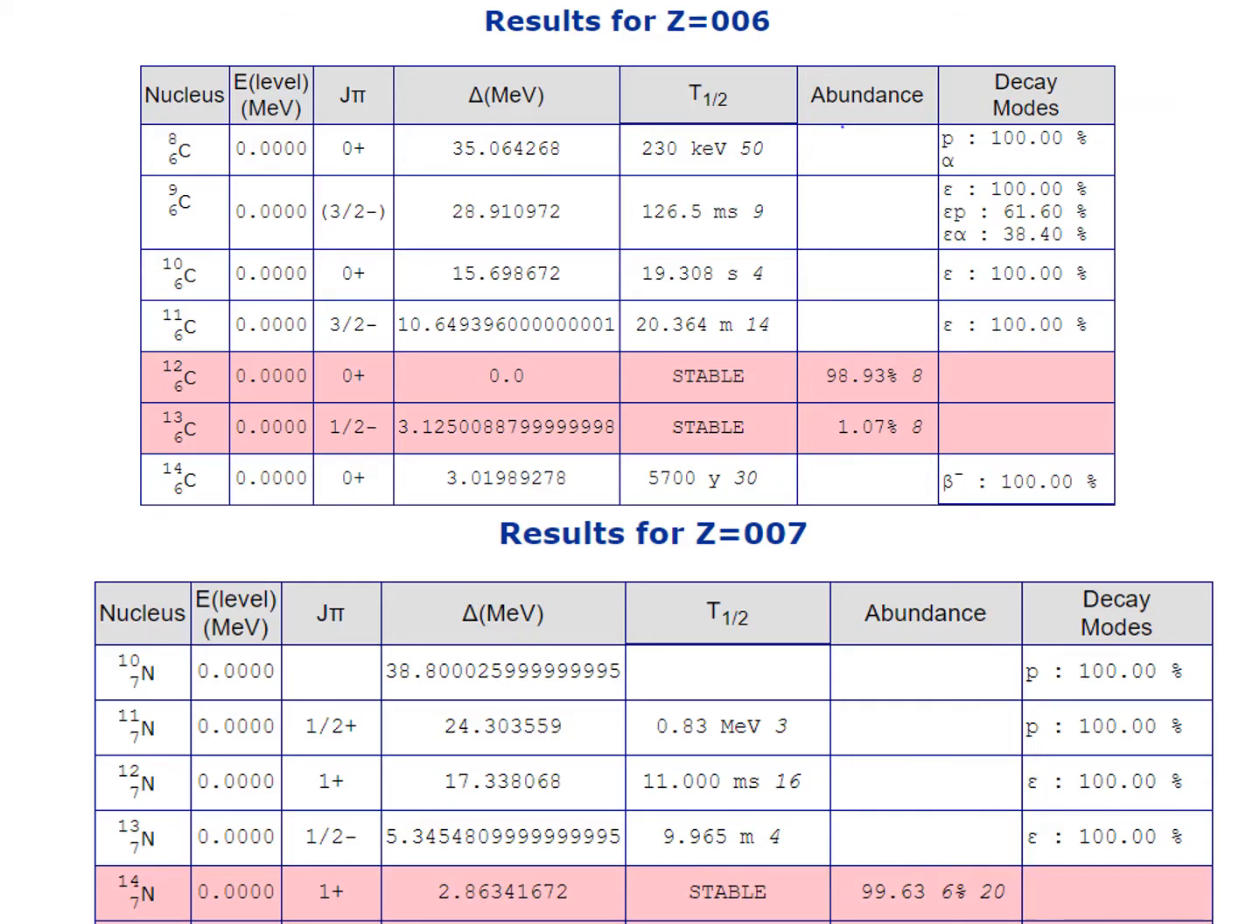What this would look like is shown here. This is Z of 6, so that's carbon. The data, mass excess in MeV, is shown here. The nitrogen data, Z of 7, nitrogen-14, is shown here. So again, the Q value would be the parent, 3.01989, minus the daughter, 2.86341. And that's how one can calculate the Q value for that specific reaction.